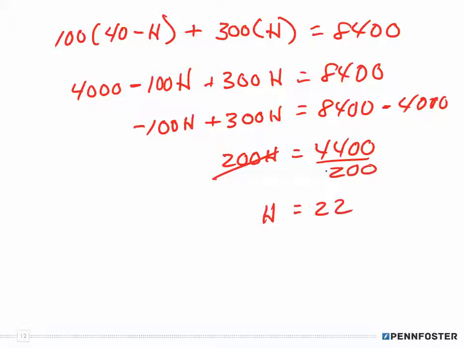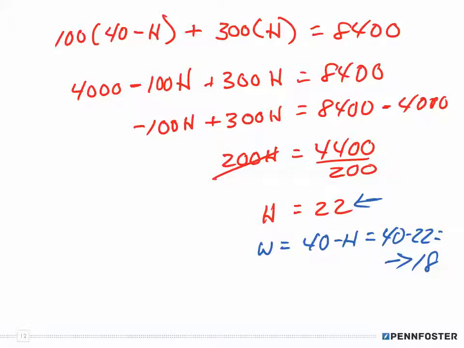Okay. Now, with h equaling 22, I know I have 22 hammers. And the number of wrenches I have is 40 minus h, which is equal to 40 minus 22, which is equal to 18 wrenches. So I had 22 boxes of hammers and 18 boxes of wrenches.